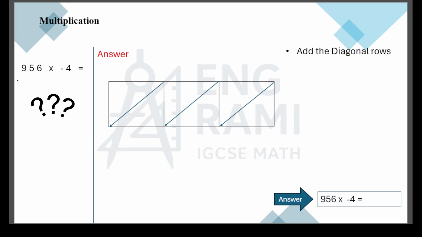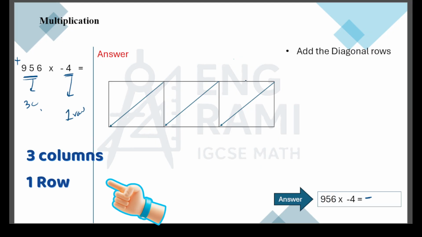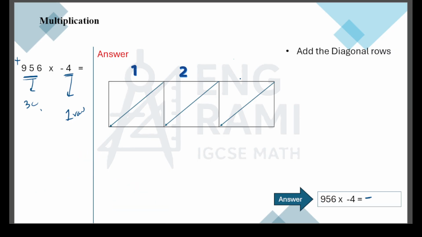Another question, 956 times negative 4. The first thing is to multiply the sign. Positive times negative, the final answer should be negative, right? This is the first thing. Now, we have 3 numbers, that means 3 columns, and here 1 row. So we have a table of 3 columns, 1, 2, 3, and 1 row.